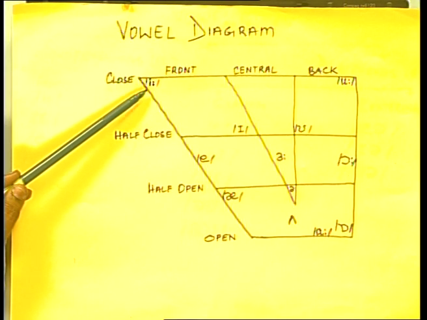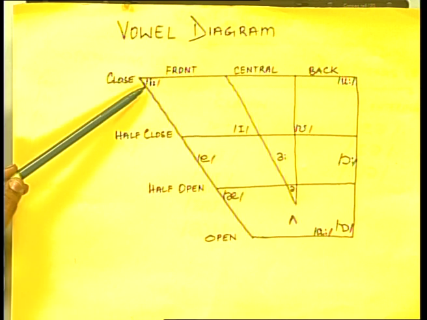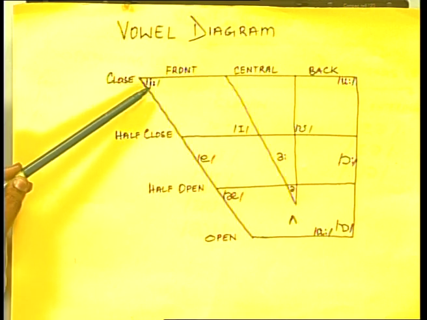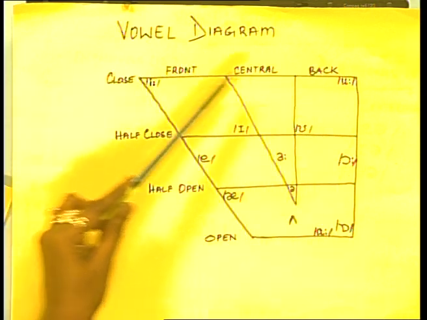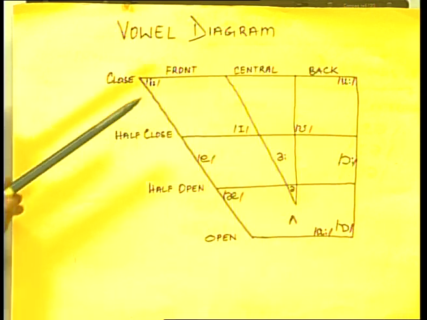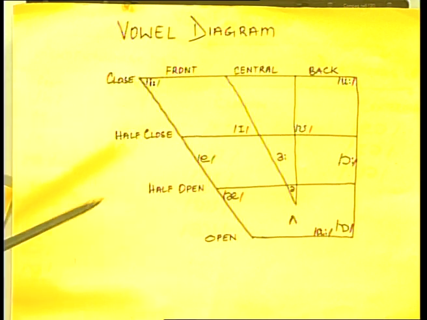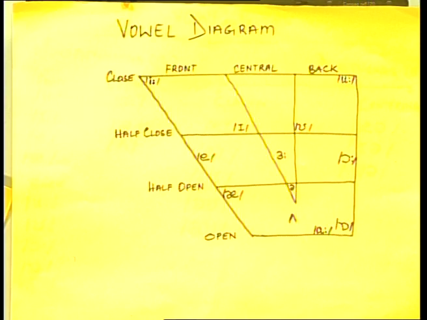Now, the position of these vowels can be put on a chart which is known as a vowel diagram, and this vowel diagram is a representation of that area within your oral cavity within which alone you can produce vowel sounds. For example, as you can see, the vowel sound E, which is present in the front close position, you can produce vowel sounds only within this area in your oral cavity. If you raise your tongue above this position, the sound that is produced is no longer a vowel sound.